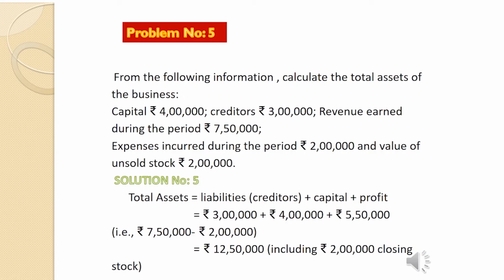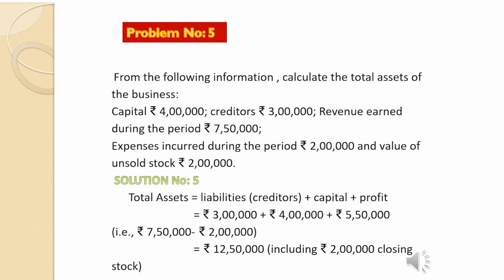Now let us see how to calculate total assets of the business. Here capital is rupees 4 lakh, creditors value 3 lakh, revenue earned during the period 7,50,000, expenses incurred during the period is rupees 2 lakh, and the value of unsold stock rupees 2 lakh. How to calculate the total assets of business? Here the information is given for capital and liabilities, then revenue, expenses, value of unsold stock. So the total assets is equal to liabilities plus capital plus profit.